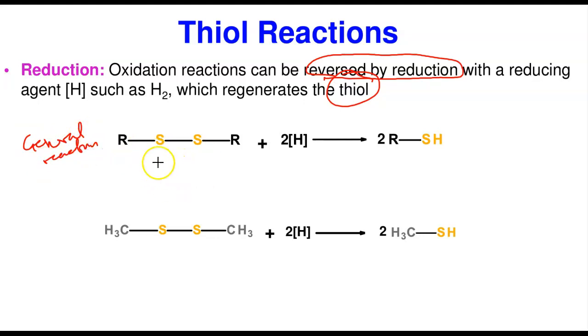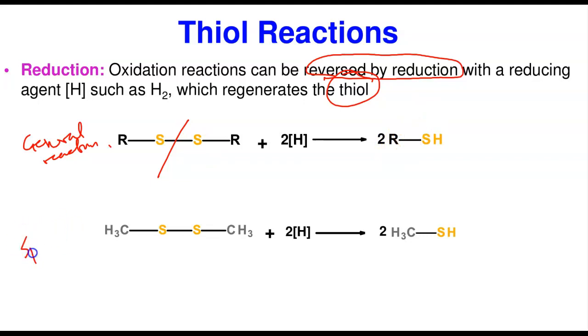We have this disulfide. What happens? It is now being reduced by 2 molecules of this. So what's going to happen? This bond here is broken, and one of these hydrogens will be attached to this one, the other one will be attached to this one to form 2 molecules of your thiols here. This is exactly how this reaction occurs.